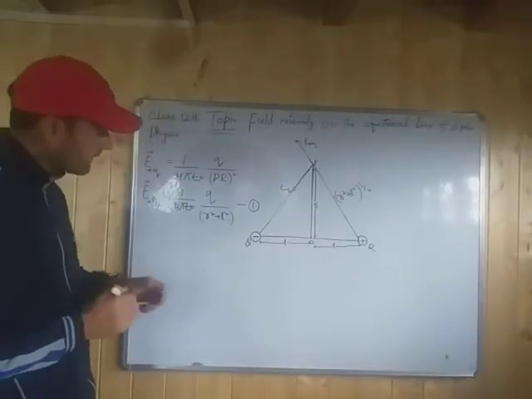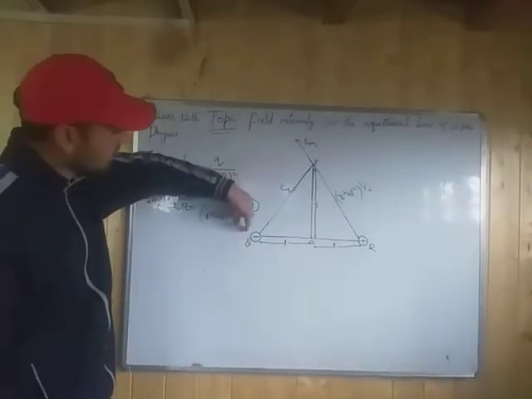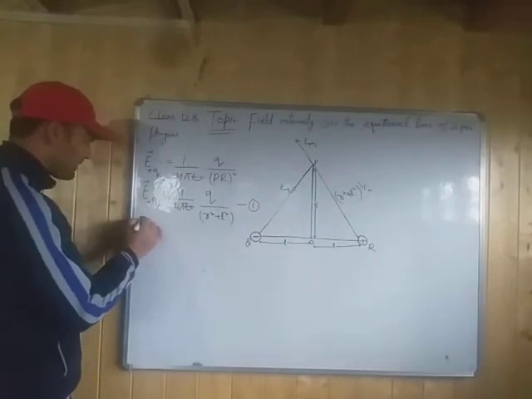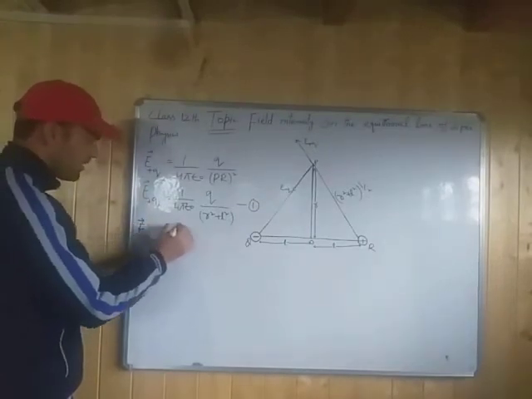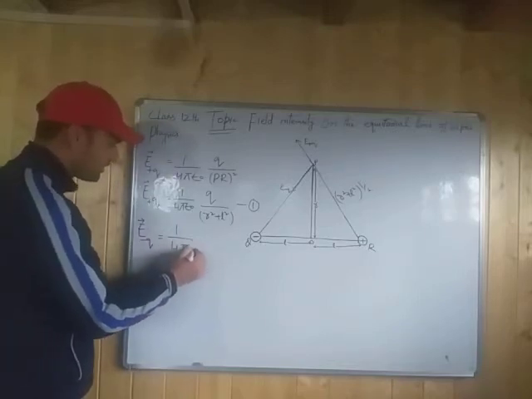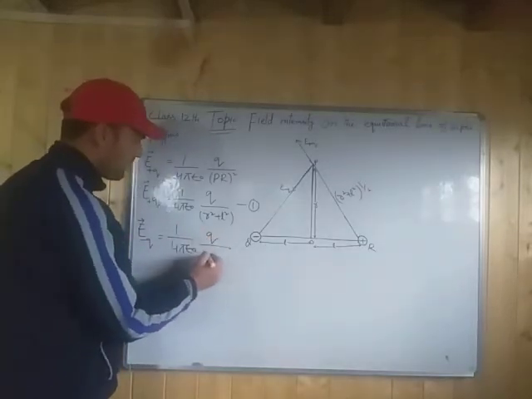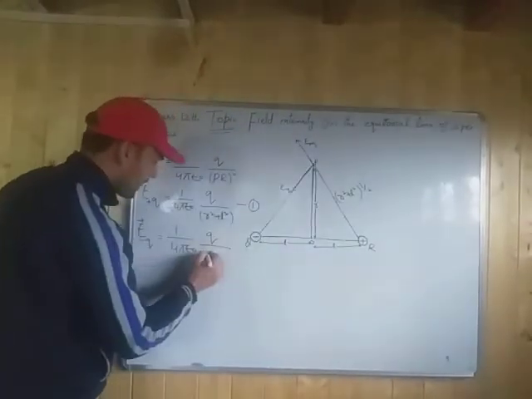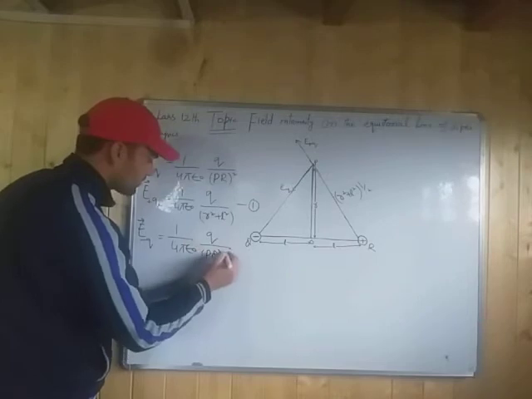Similarly, we'll write the expression for the electric field created by the negative charge. Then we can write here E minus Q is 1 divided by 4 pi epsilon naught, Q divided by the square of the distance, that is PQ square.